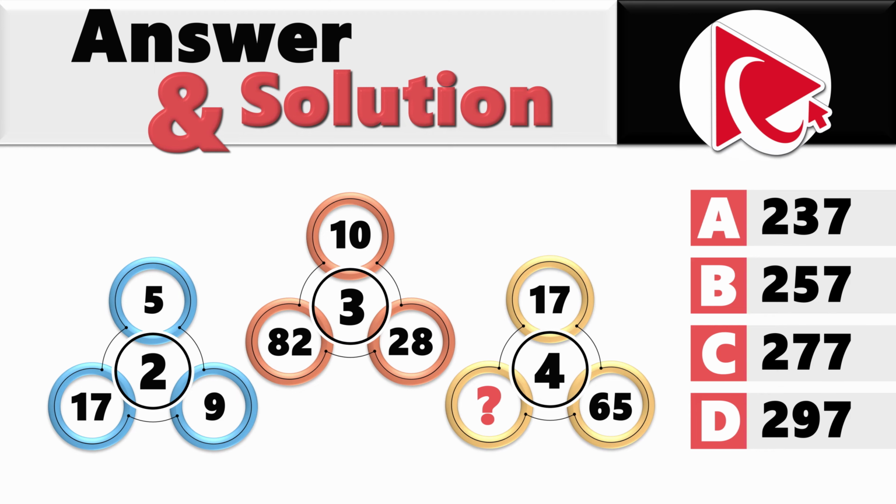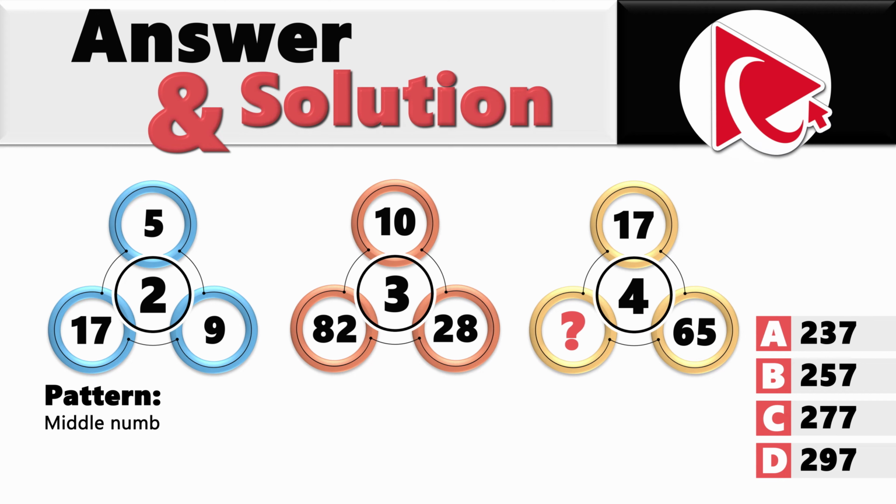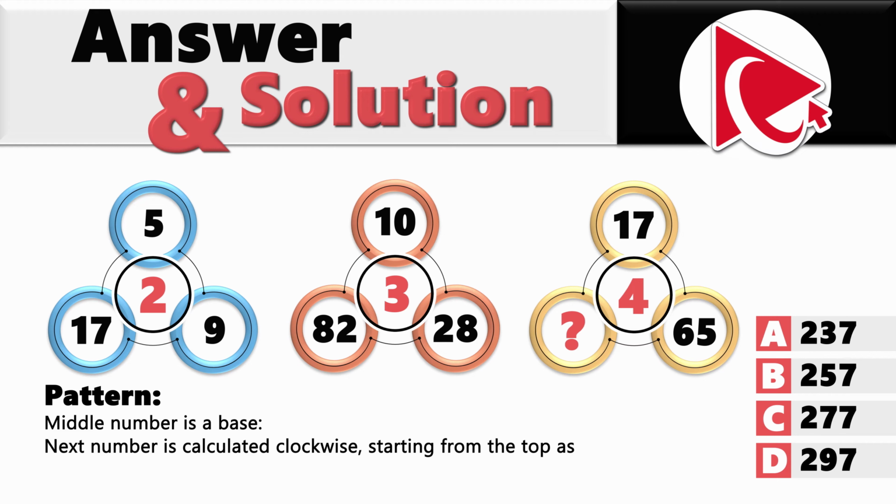As you might have guessed, the key here is to determine the pattern. We start with the middle number, which is the base. Next number is calculated clockwise, starting from the top, as the base to the power of an increment, plus 1.